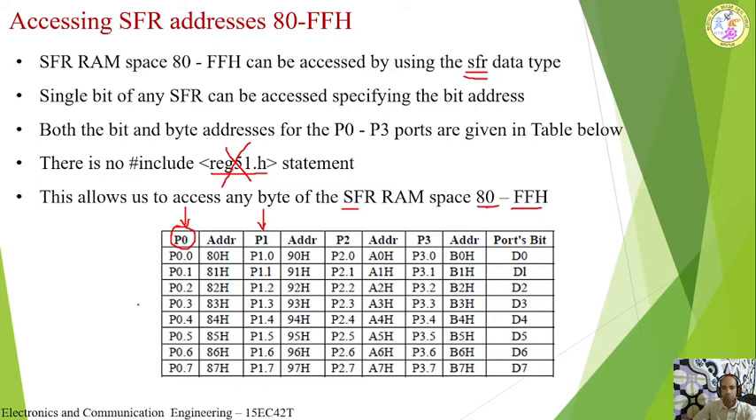Suppose I want to access a particular pin of a port, for example the third pin of port 0, then what is the address? 83 is the address. Otherwise, if I want to access all the pins of port 0, I can directly give the address as 80H. If I give it as a byte address, then I can access all the pins. So SFR is the keyword used to define one particular byte, or 8 bits.